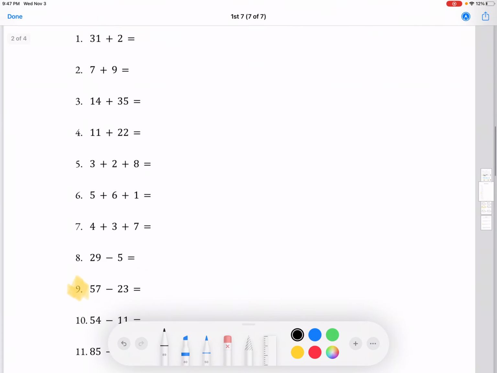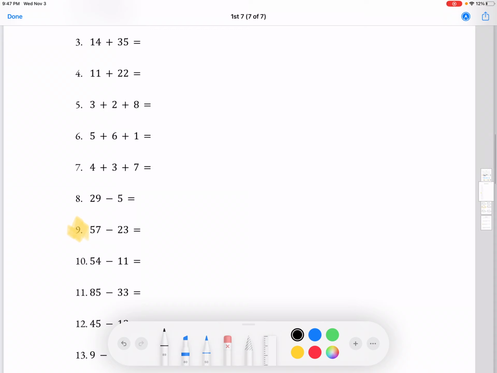Moving on to addition and subtraction. We have 57 minus 23. First we'll be looking at the ones place. For the ones, we have 7 minus 3, which is 4. So on the ones section, we're going to have 4. Then we'll be moving on to the tens. For the tens, we have 5 minus 2, which is 3. So for the tens place, we'll have 3. So the answer for number 9 will be 34.